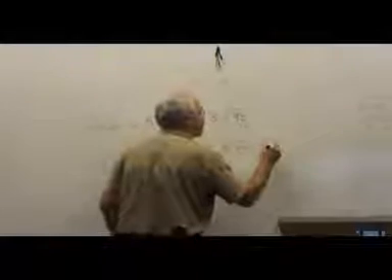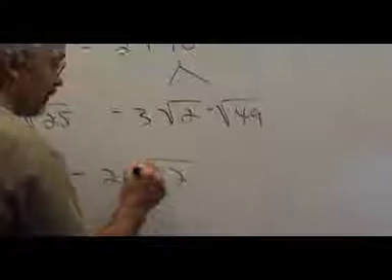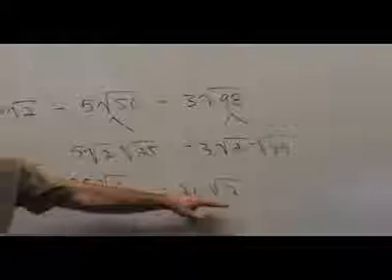Negative times negative is a positive. So if you have an even number, 49. Square root of 49 is 7. It's on our charts. Okay. So this is minus 21 times the square root of 2. And now we look like we have like radicals.